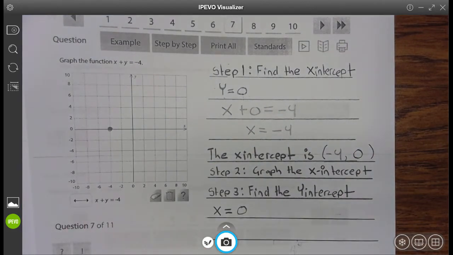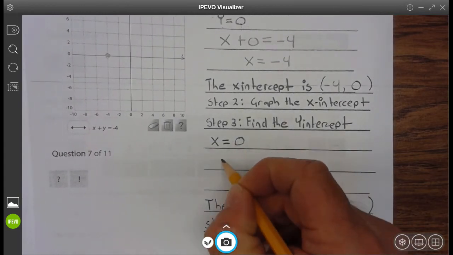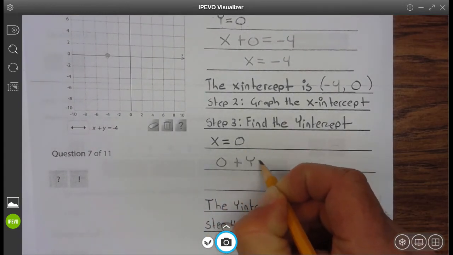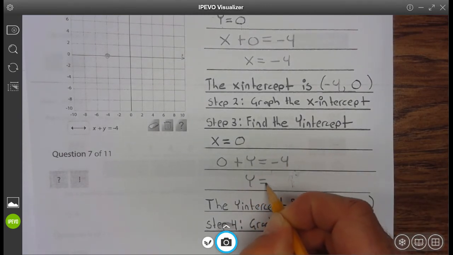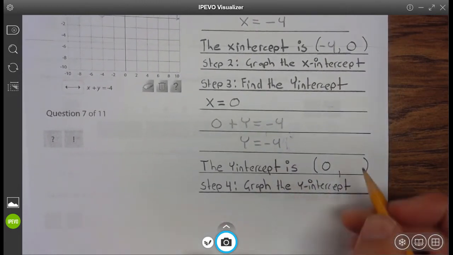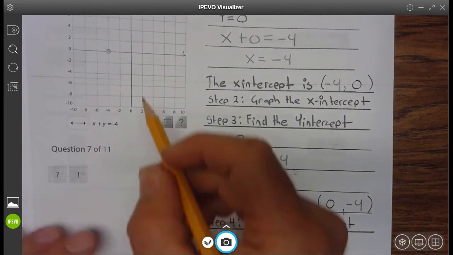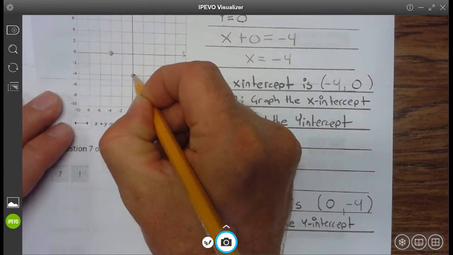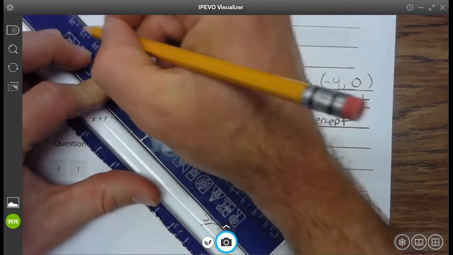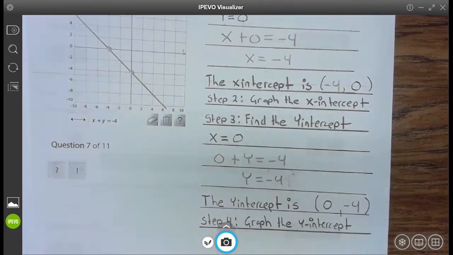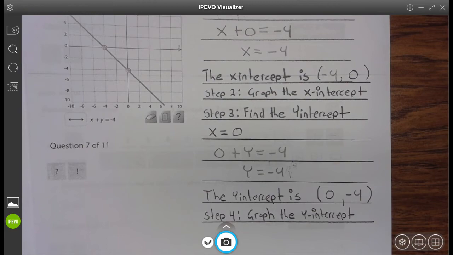Now, step 3, find the y-intercept. That's when x equals 0. So we're going to plug 0 into the function. That's 0 plus y equals -4. Well, that means y equals -4. So the y-intercept is 0, -4. We're going to graph the y-intercept, 0, -4. It takes 2 points to have a line, so we connect those points. All right, go ahead and finish up example 7.